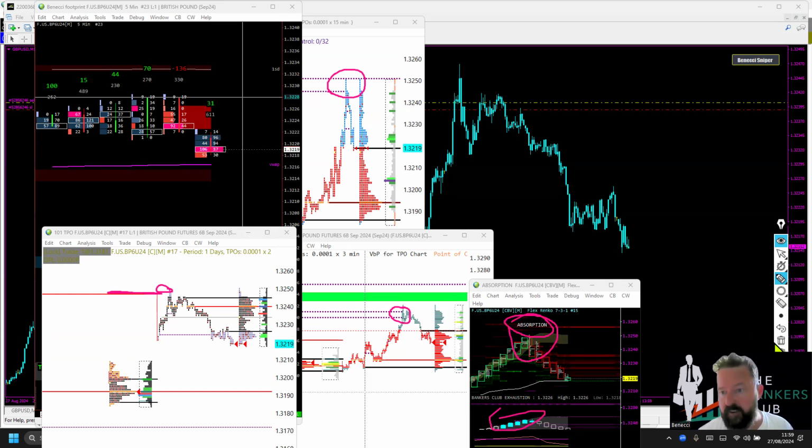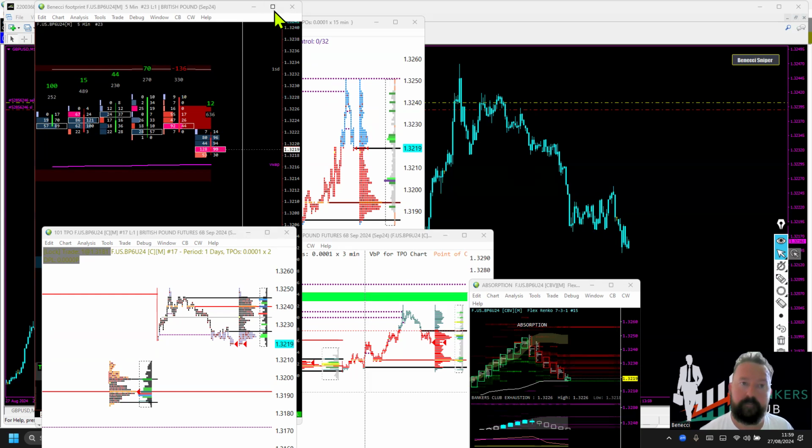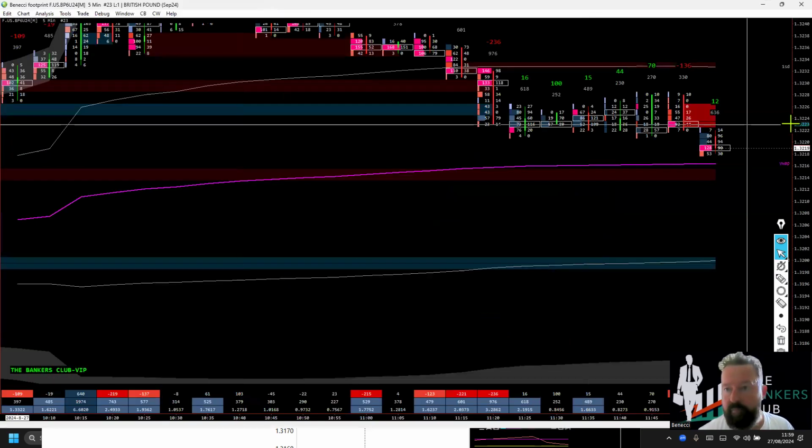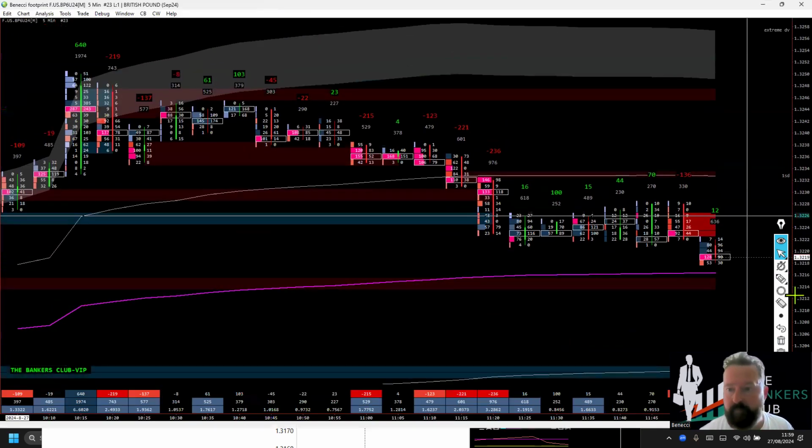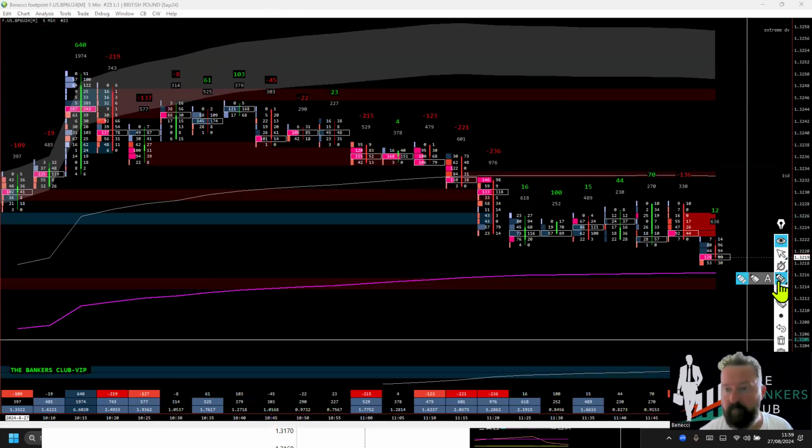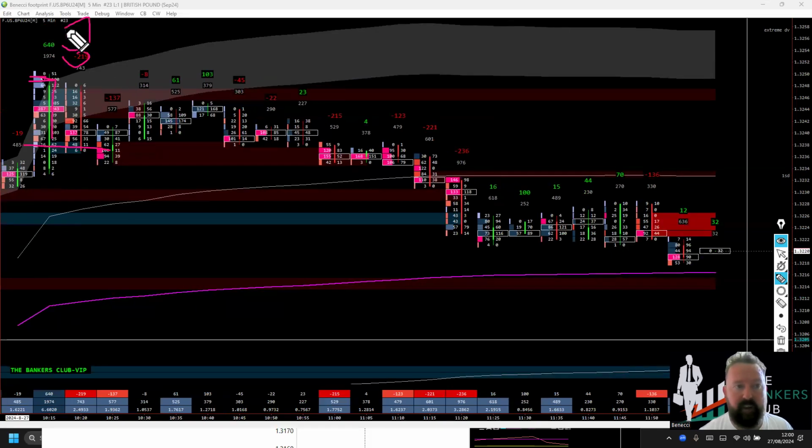And I'll quickly show you as well now the footprint. So the footprint chart, we had the level of interest, which we know looking at the other market profile charts was up here. So I just waited for the stop run liquidity grab with the increase in volume, increase in buy side delta, coming into that point of interest, which we could see there.